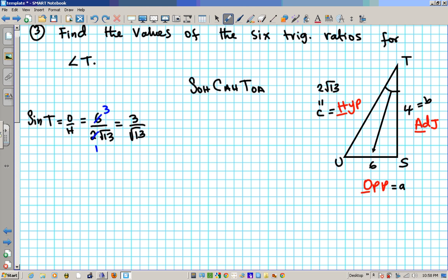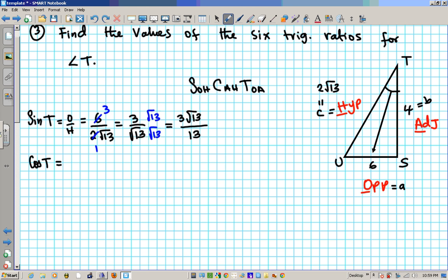But you cannot have a square root as a denominator, so you can just rationalize the denominator. So root 13, top and bottom. You multiply it out, this becomes 3 root 13. And then root 13 times root 13 is root 13 squared. The square and the square root cancel out, so you're just left with 13. Okay? Alright, now let's look for cosine.